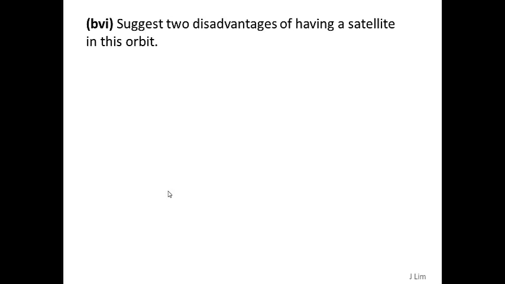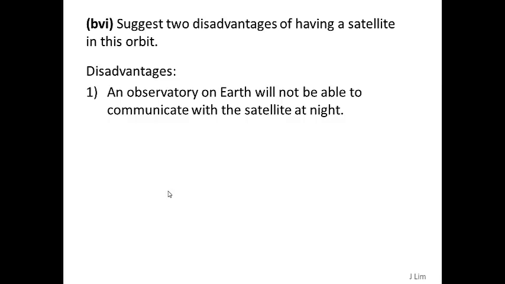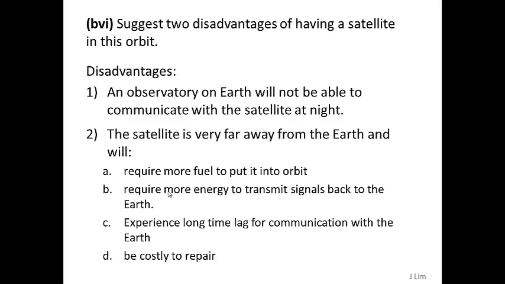Suggest two disadvantages of having a satellite in this orbit. An observatory on the Earth will not be able to communicate with the satellite at night. The satellite is very far away from the Earth and will require more fuel to put it into orbit, require more energy to transmit signals back to the Earth, experience long time lag for communication with the Earth, and be costly to repair.